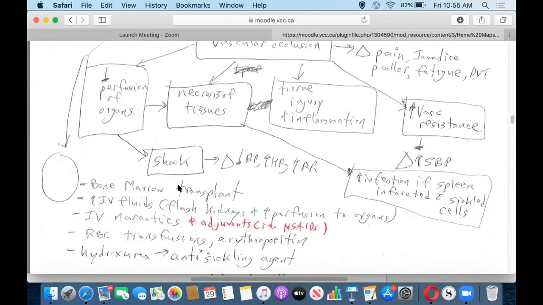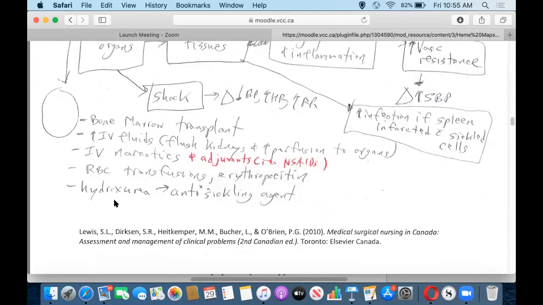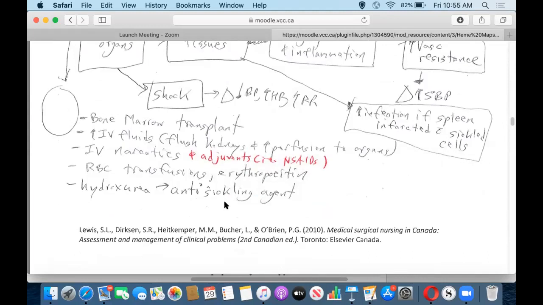What do we do to try and help this patient out? Well, bone marrow transplant seems to be a common theme in this unit. You already talked about IV fluids. You want to manage the pain. They might need transfusions of healthy red blood cells. They might need a hormone stimulant to produce more red blood cells. And hydroxyurea is a med that's an anti-sickling agent. You can read more about that, but I just need you to know that it's a med that can help with the problem of sickling, which is a sickle cell disease.